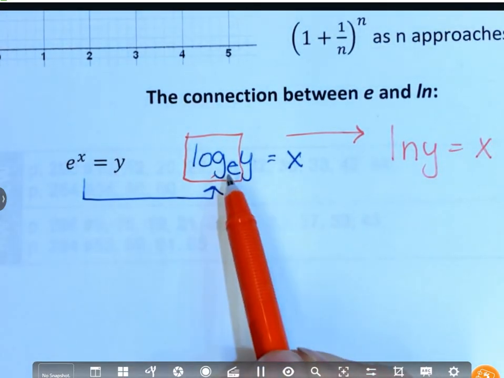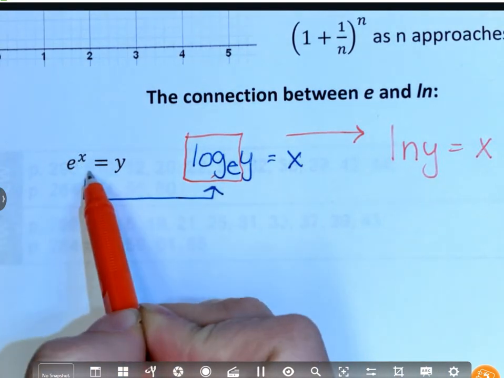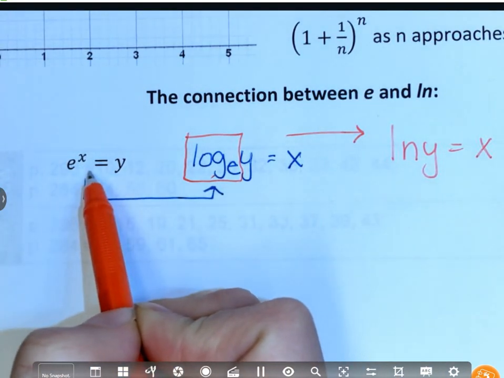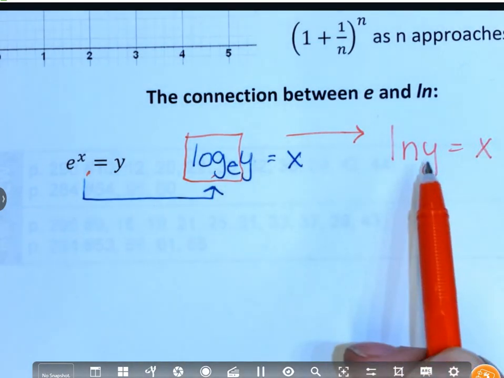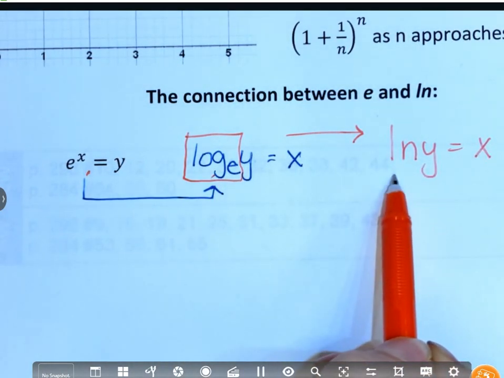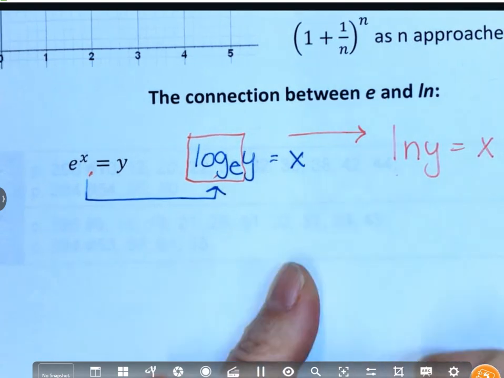This is what I need you to understand. That E is a number we're going to be seeing a lot, has a lot of real-world applications. And log E is what we mean by ln. That's called the natural log. So let's talk about how that plays out.